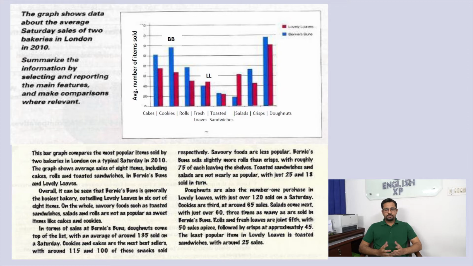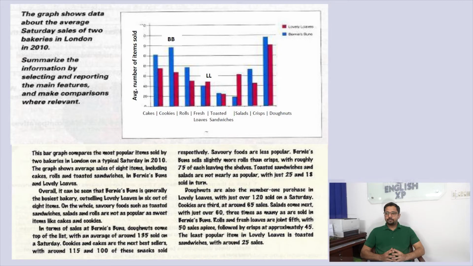It starts off in the introduction by saying, this bar graph compares the most popular items sold by two bakeries in London on a typical Saturday in 2010. The graph shows average sales of 8 items including cakes, rolls and toasted sandwiches in Bernie's Buns and Lovely Loaves.